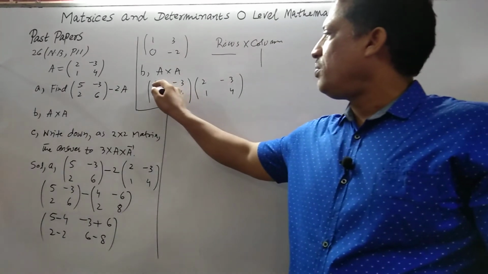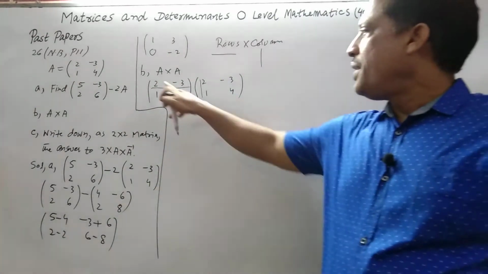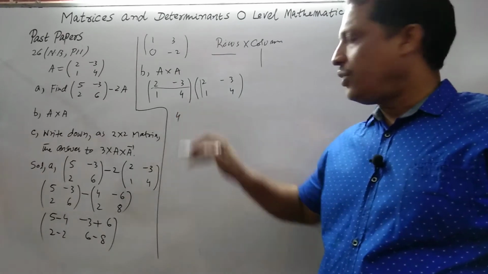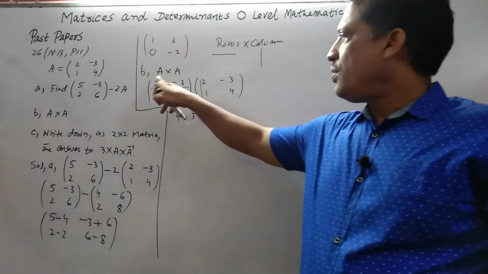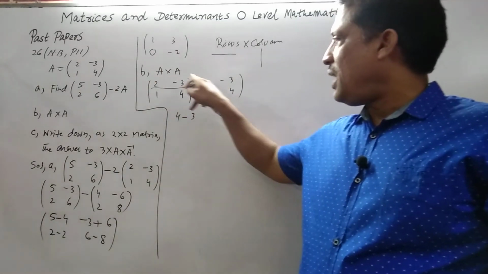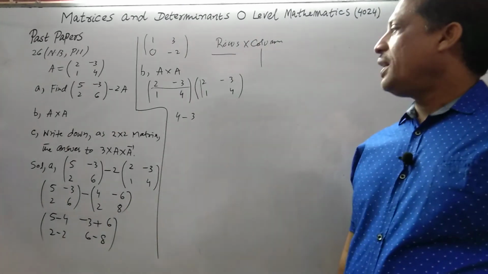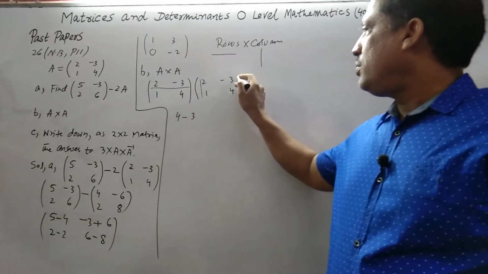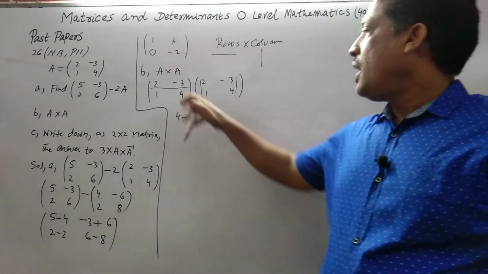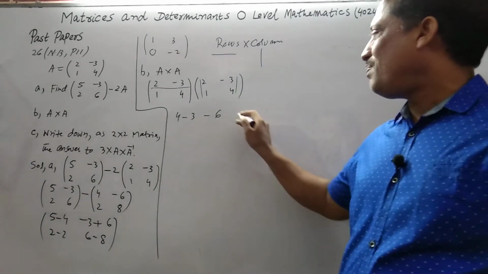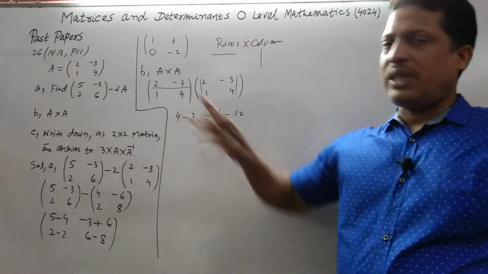First we multiply the first row by the first column. 2 times 2 is 4, minus 3 times 1 is minus 3. Again, corresponding elements: 2 multiplied by 2, then minus 3 multiplied by 1. So rows multiplied by columns. Now multiply this row by the second column: 2 multiplied by minus 3 is minus 6, and minus 3 multiplied by 4 is minus 12. Now the working of the first row has finished.